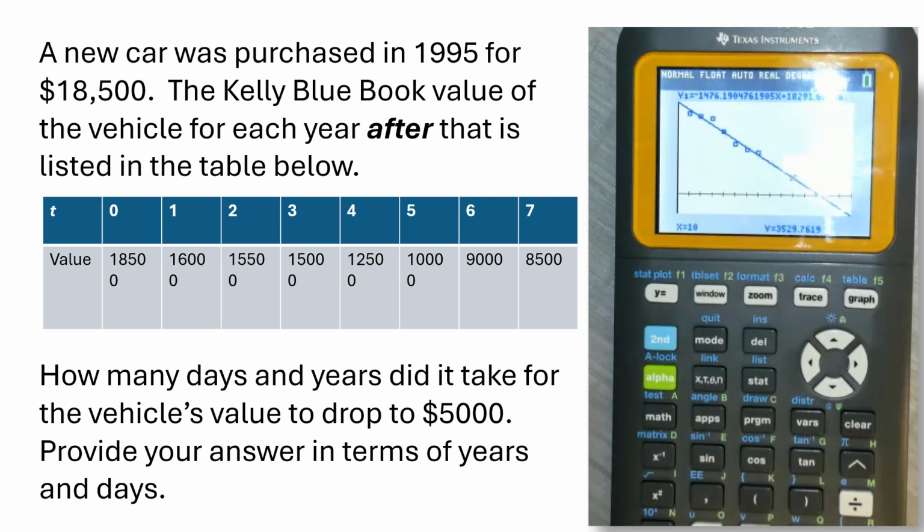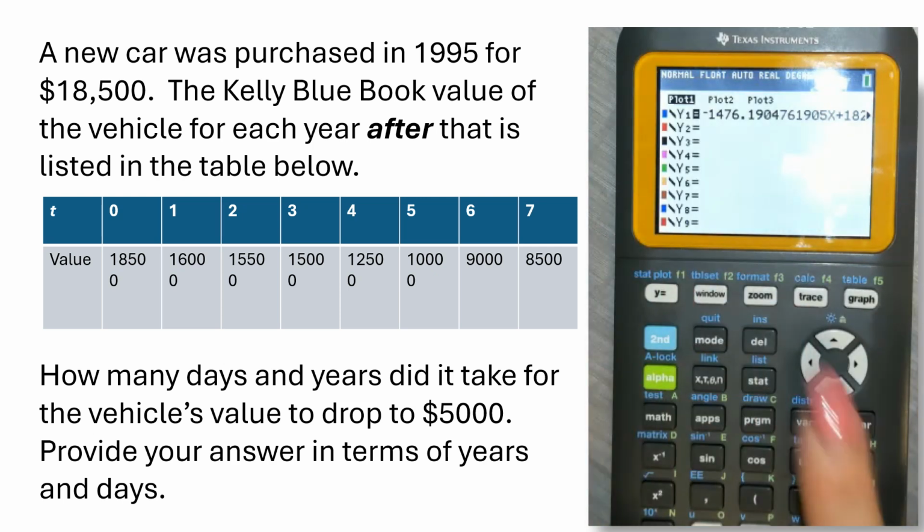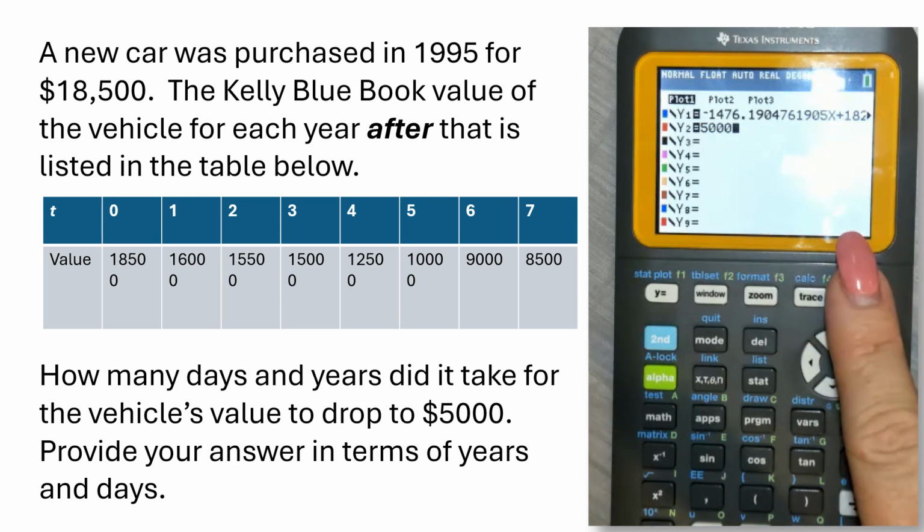How many days and years did it take for the vehicle to drop to 5,000? So when it discusses up above in the table the value of the vehicle, notice how that's the Y. Time is always X. So we know the Y value is 5,000. Go to Y equals, go down to Y sub 2, and let's type in 5,000. Press graph.